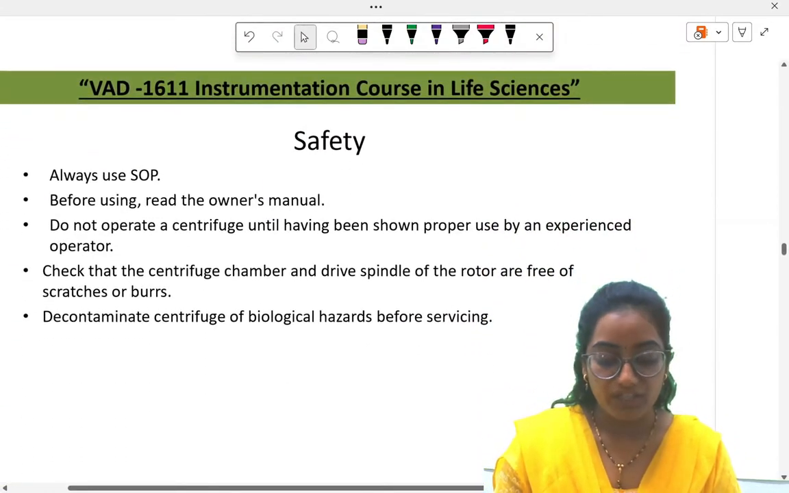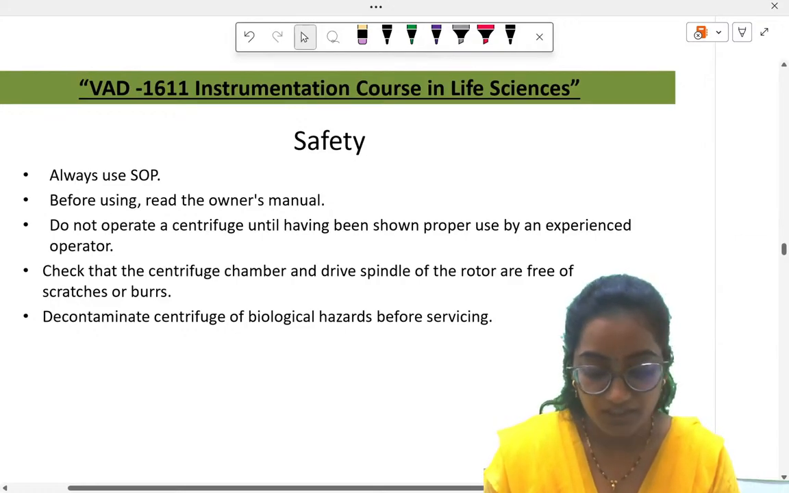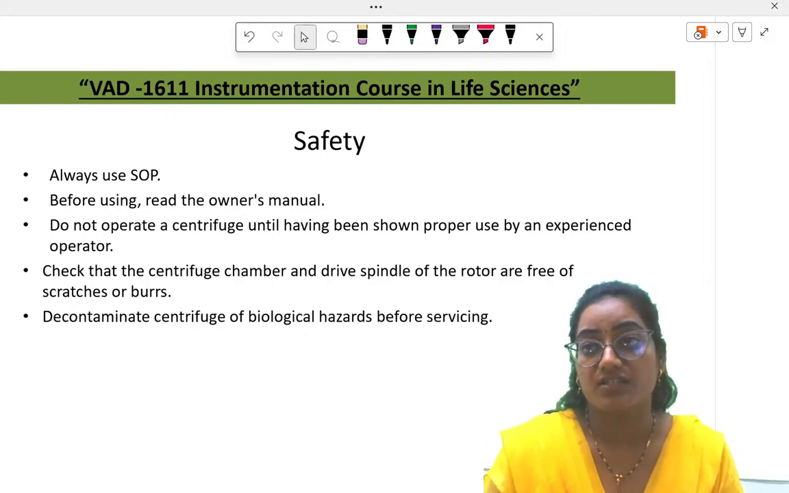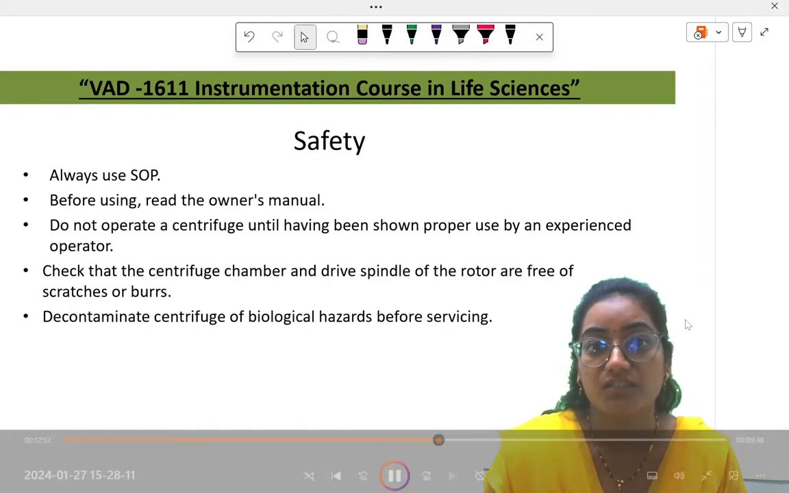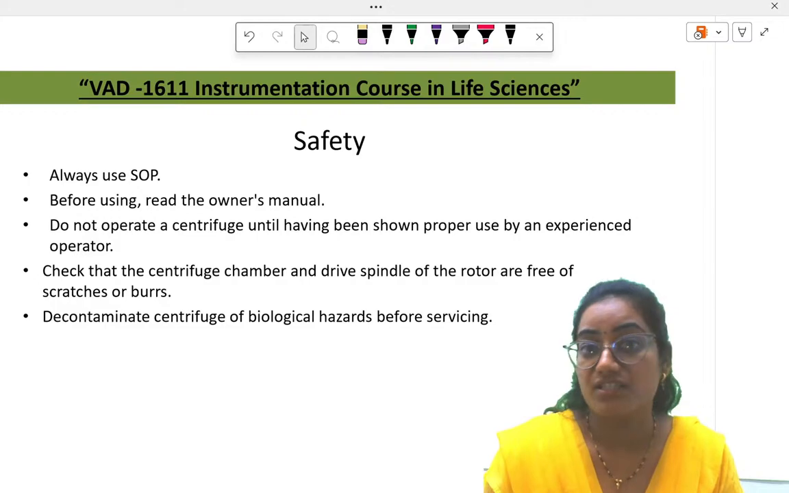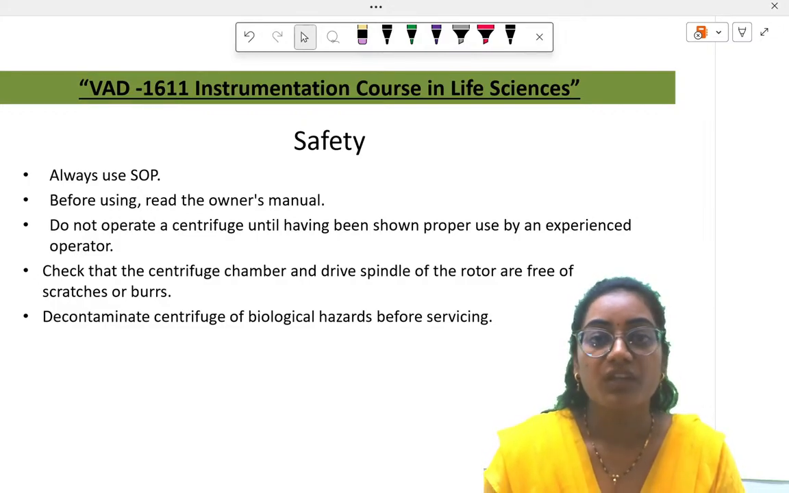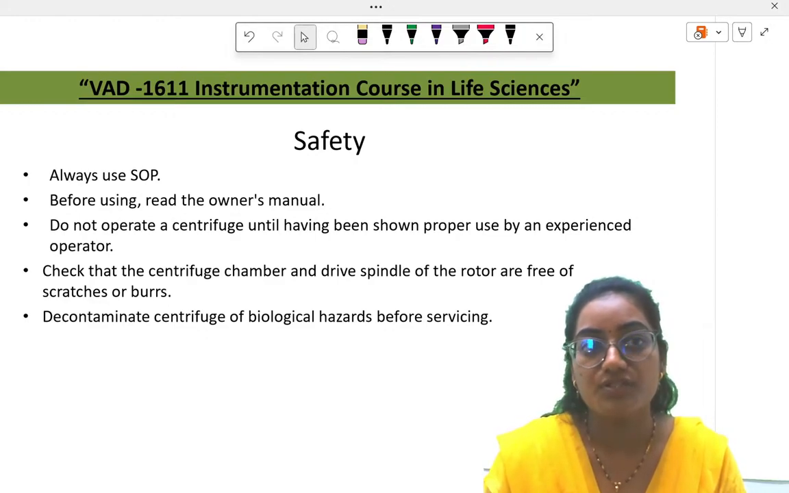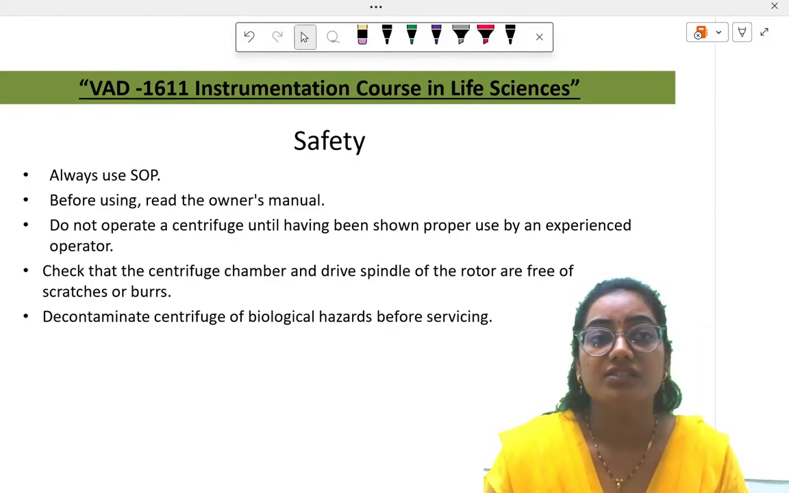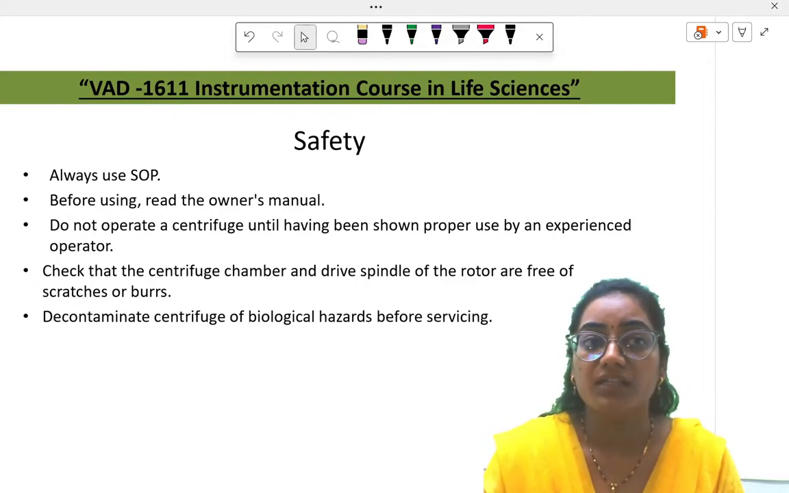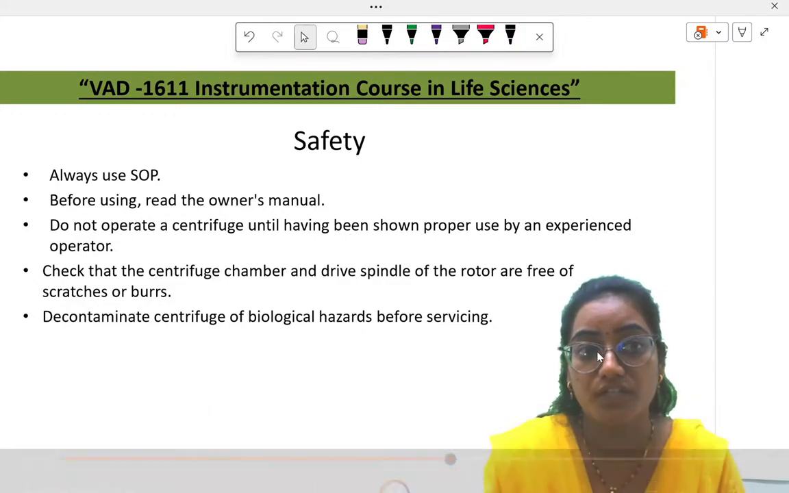Next are the safety measures for the centrifuge. The centrifuge may be a dangerous instrument if we do not use it properly. When we use a centrifuge, we must balance the centrifuge tubes. If the centrifuge is unbalanced, it may damage the rotor, the centrifugation may not be proper, and the instrument may be damaged.